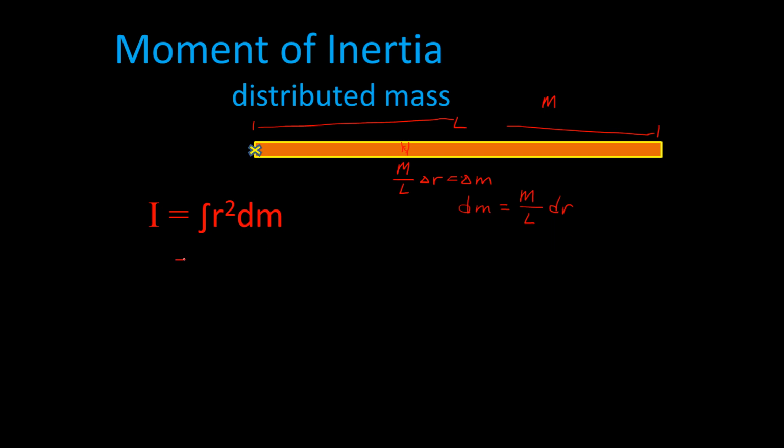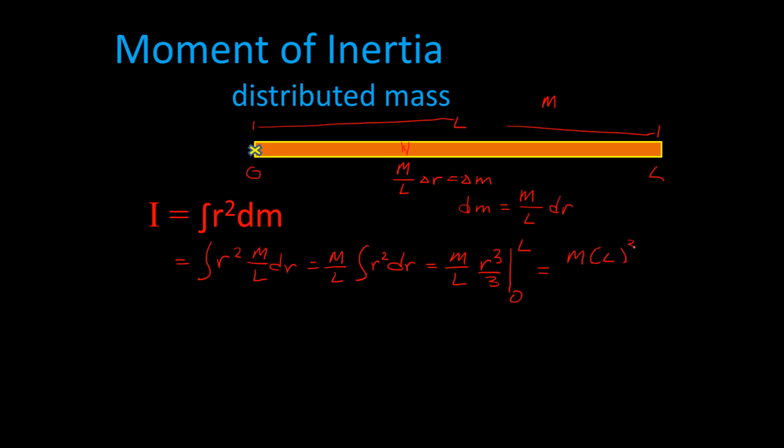So let's change this around. I'll say that's r squared m over L dr, and now I can integrate that. I'll bring the m over L out in front. Those are constants. The integral of r squared dr is equal to m over L times r cubed over 3, and we'll evaluate that from 0 all the way out to L. So from 0 to L, let's put those numbers in there. So I have m L cubed over 3L.